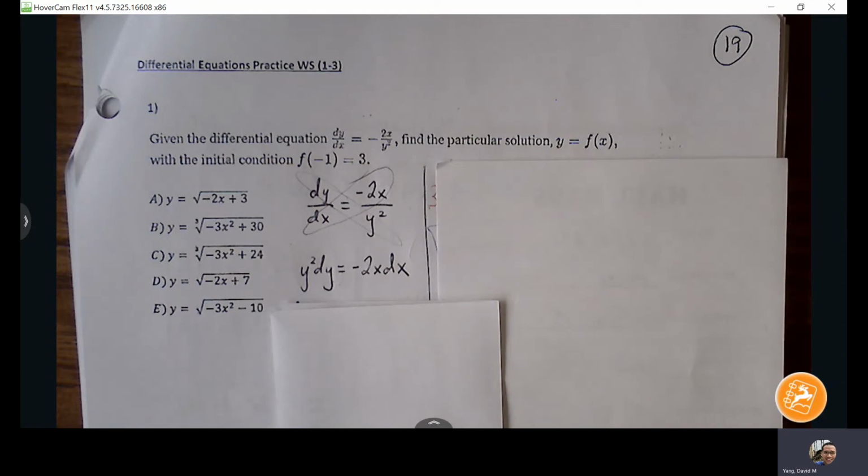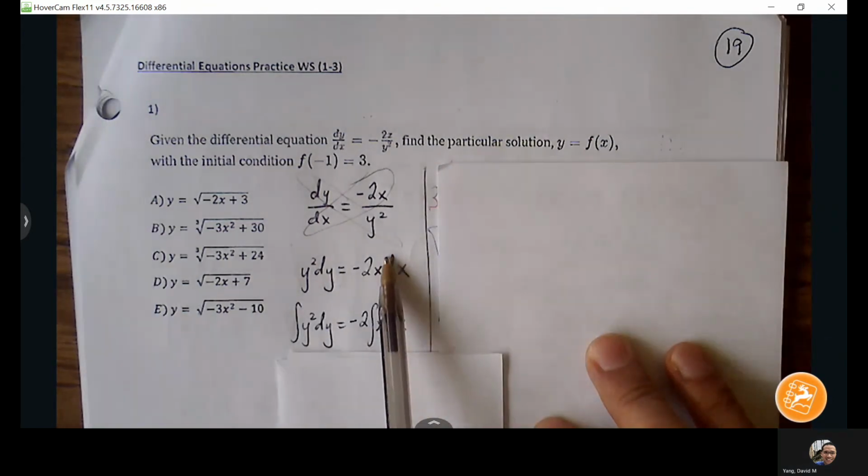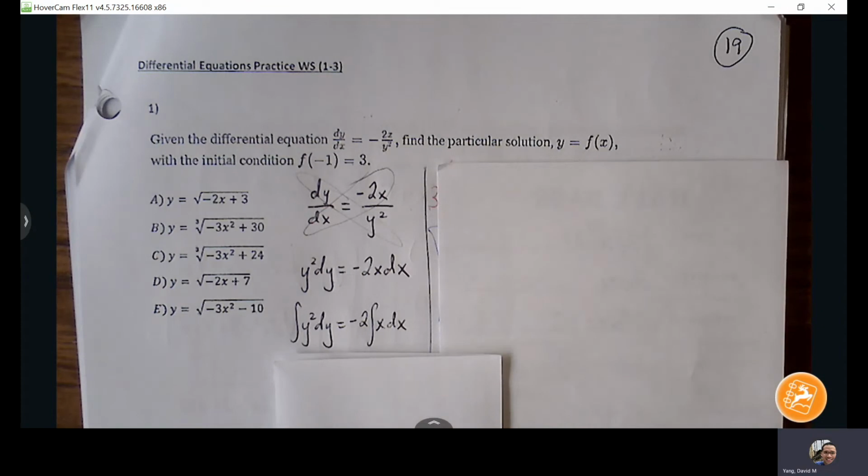But I think in this case we're good, right? Y's are grouped together, x's are grouped together. No need to divide anything over, so we can move to the next step. Both sides we can use what rule? Power rule, yeah. They're both set up for power rule.